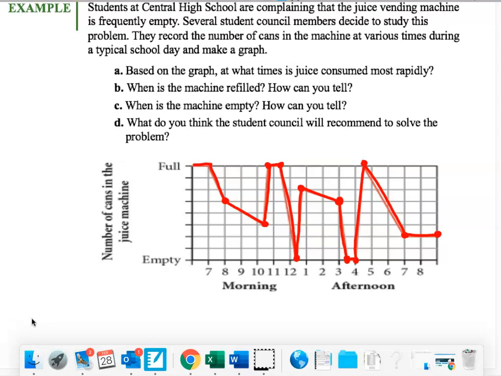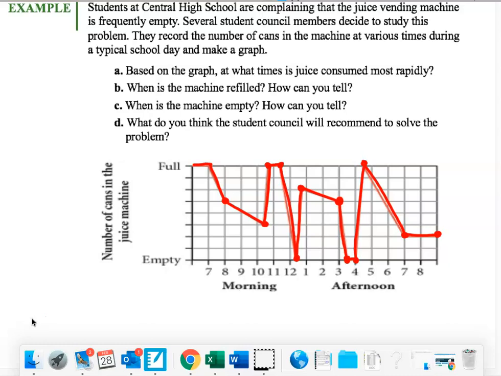So when is the juice consumed, meaning purchased, the most rapidly? Before school? 10:30 to 12? 11:30 to 12:30? When we say consumed or purchased, will the graph be increasing or decreasing? Decreasing. And most rapidly, that's good. Very good. That means the line's going to be really steep, right? Okay, so we have a really steep decreasing line.